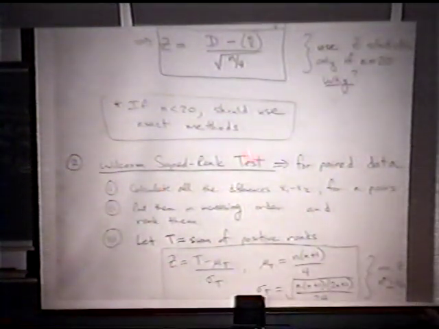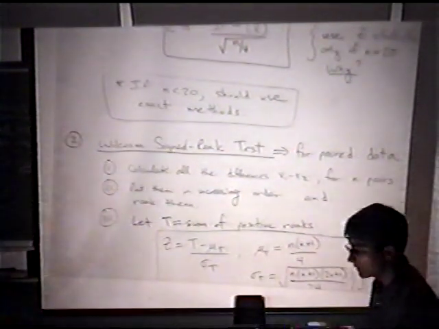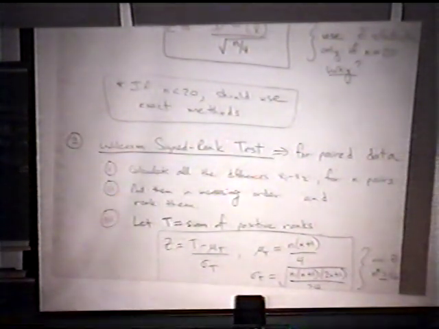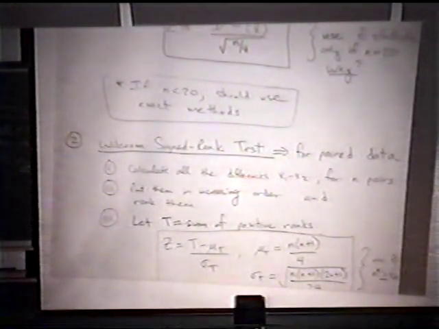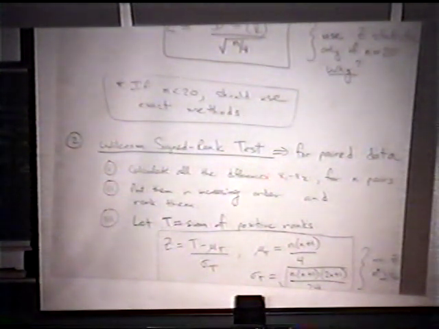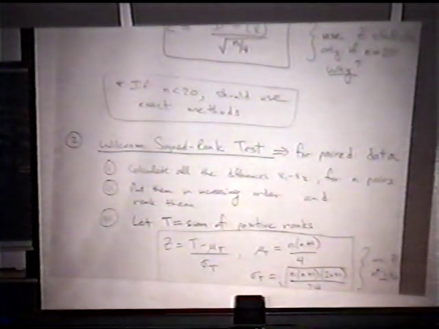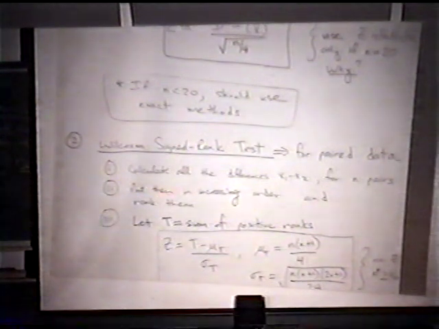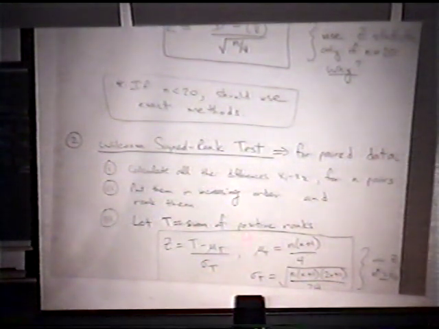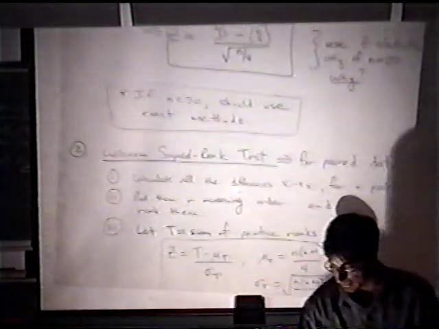If you have paired data, you don't need to use the sign test. You can also use what's known as the sign rank test, because this takes into account not only the sign of the differences, but the magnitude of the differences. All you need to do is put the differences in decreasing order and rank them. You then take the sum of the positive ranks, and use this for that. And this is all in the review handout.